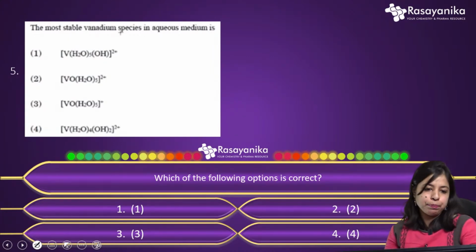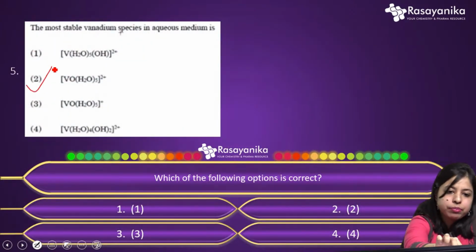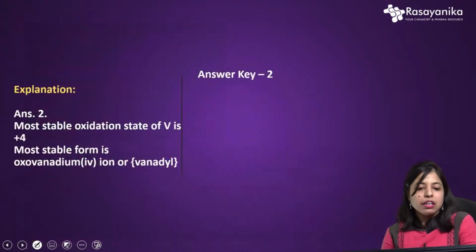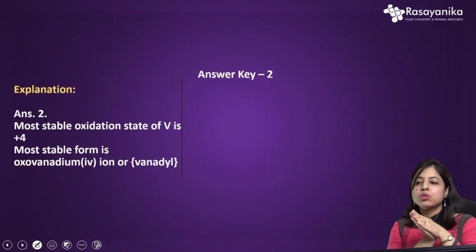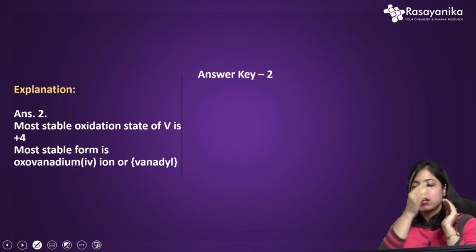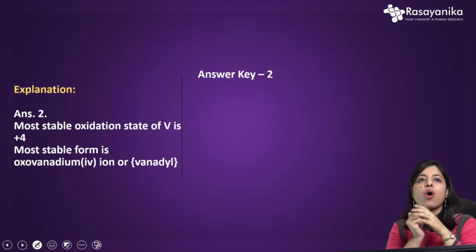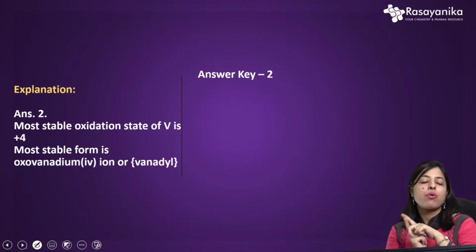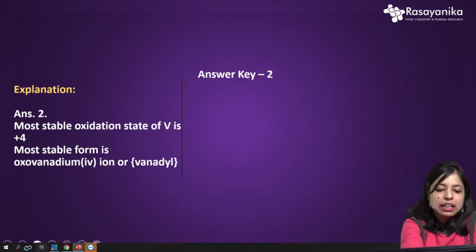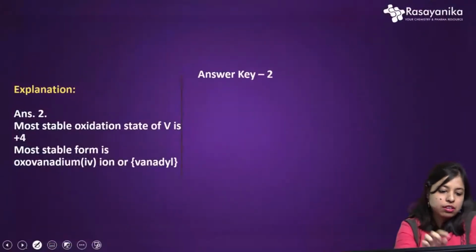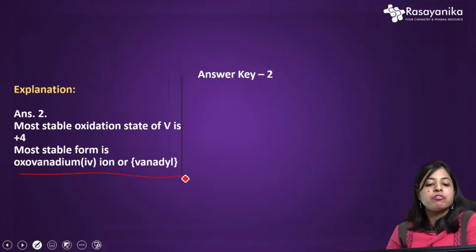The correct option will be which one? This is option 2. This one. Now why? You need to remember one thing when it comes to vanadium. Basically the most stable oxidation state for vanadium is +4. And the most stable form you need to remember is the oxovanadium(IV) ion, also called vanadyl.